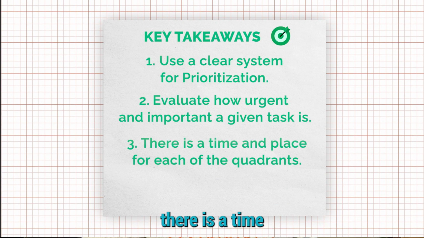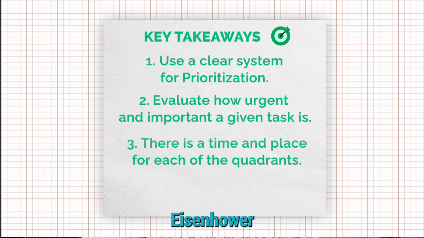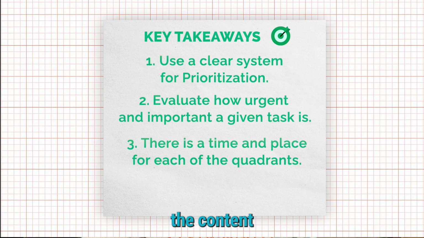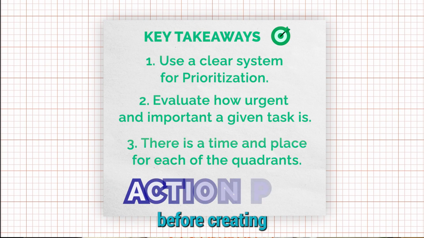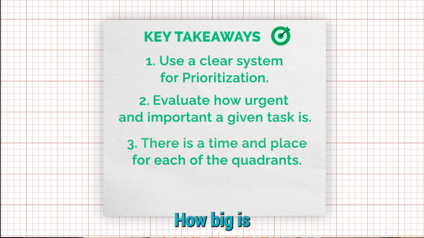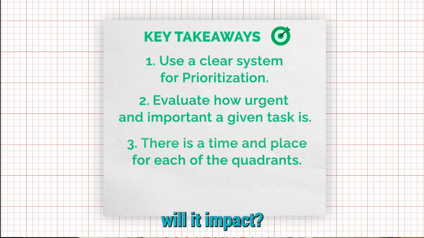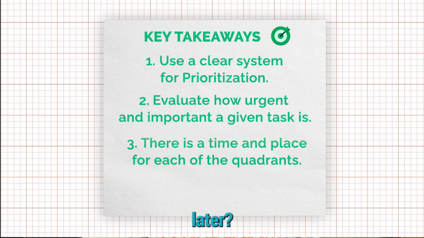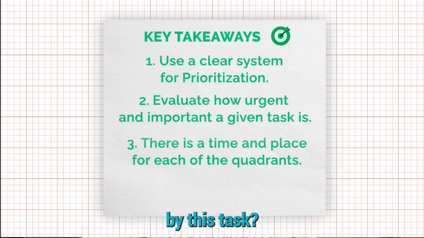And 3, there is a time and place for each of the quadrants on the Eisenhower Matrix. Carefully consider the context you are working in before creating your action plan. Is there a specific deadline for the task? If so, when is it? How big is the task? How many people will it impact? Can this task be revised later? How will you be impacted by this task?